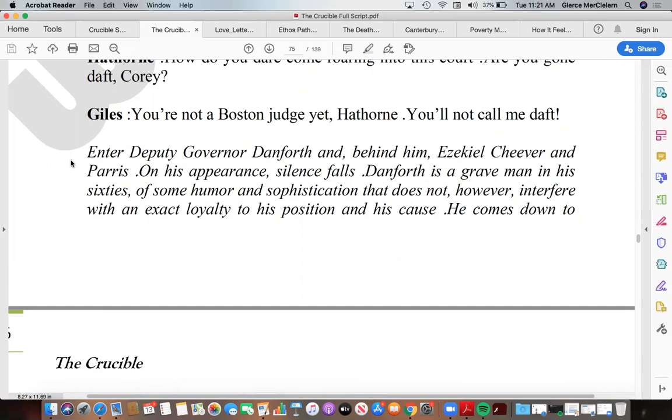Okay. So now we have Deputy Governor Danforth, who's going to be the main dude presiding over these trials. And behind him, Ezekiel Cheever, which I love that name, and Paris.